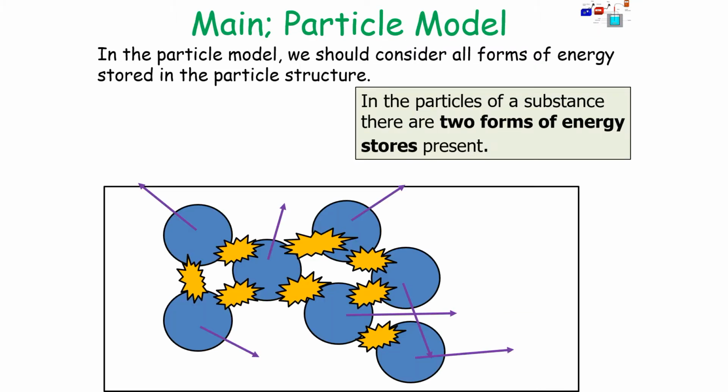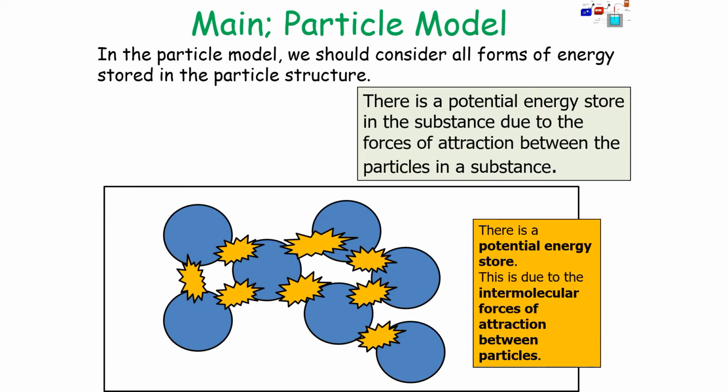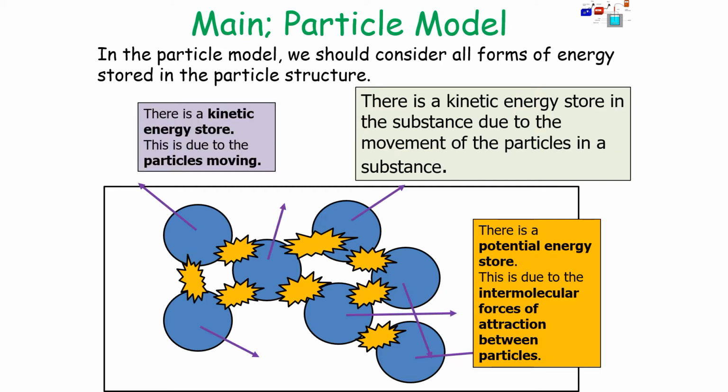So in the particle model we should consider all forms of energy stored in the particle structure, and in a particle structure there are two forms of energy store, which is the case if the particles are atoms, molecules or ions. All particles have these two energy stores. Now, the first type of energy store is a potential energy store. This is due to the intermolecular forces of attraction between the particles. The second energy store is the kinetic energy store. This is due to the particles moving around.